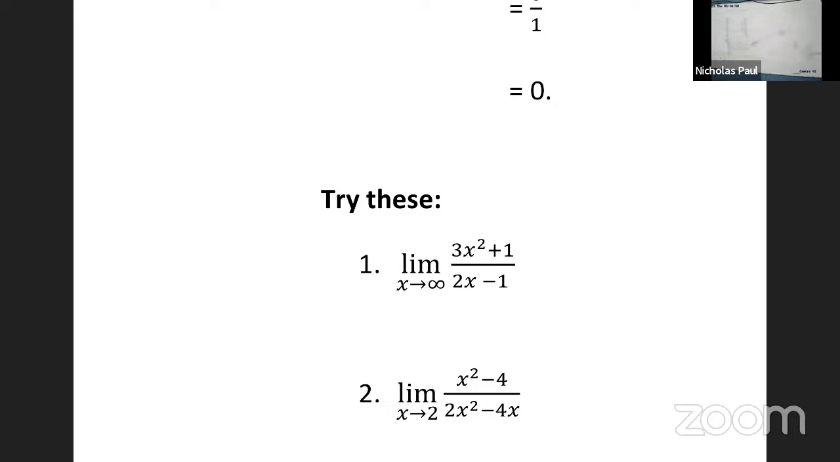So which technique worked for the first one? Divide by the highest power, right? So let's check out the first one. You all can message your answers. So 1 and 2, right?